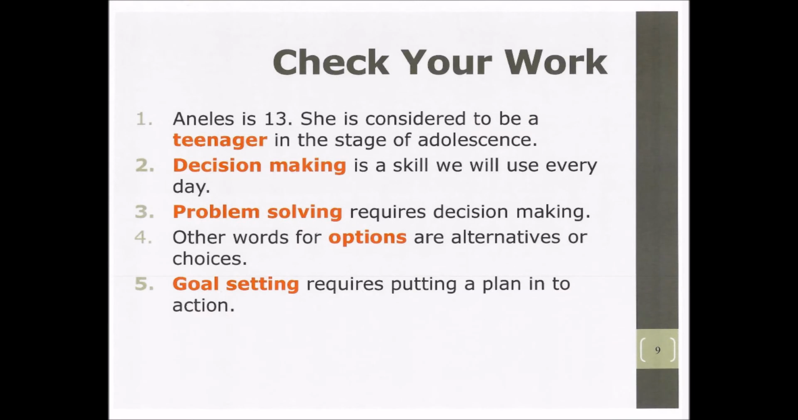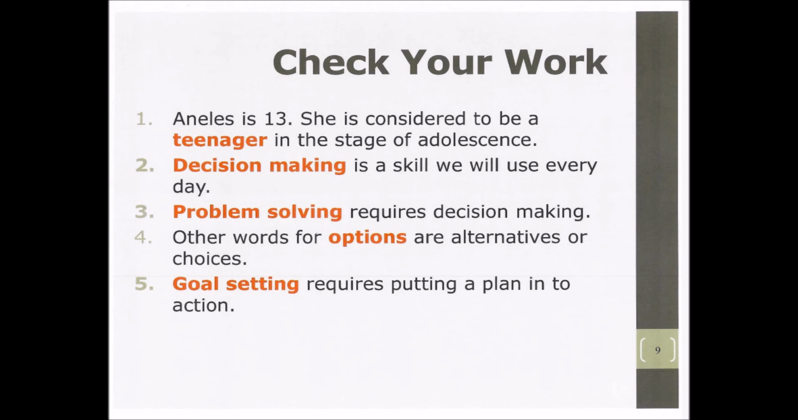Annellis is 13. She is considered to be a teenager in the stage of adolescence. Teenager is the best word to put in the blank. Number 2, decision making is a skill that we will use every day. You could have gotten confused and thought decision making, problem solving, or goal setting might go in here, but decision making is actually something that we use every day. Will we brush our teeth before we wash our face? Will we do this before we do that? What will we eat for lunch? We make decisions all day long.